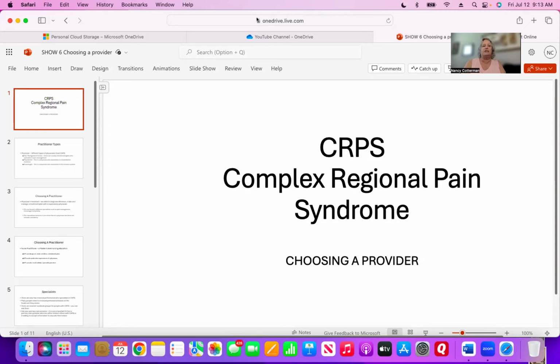Building your healthcare team. It's important to have a primary care provider. You should find a physical therapist who has treated others with CRPS. And then find a specialist, either word of mouth from others with CRPS or a recommendation from your primary care doctor. Your first visit, you should go in with a list of questions.